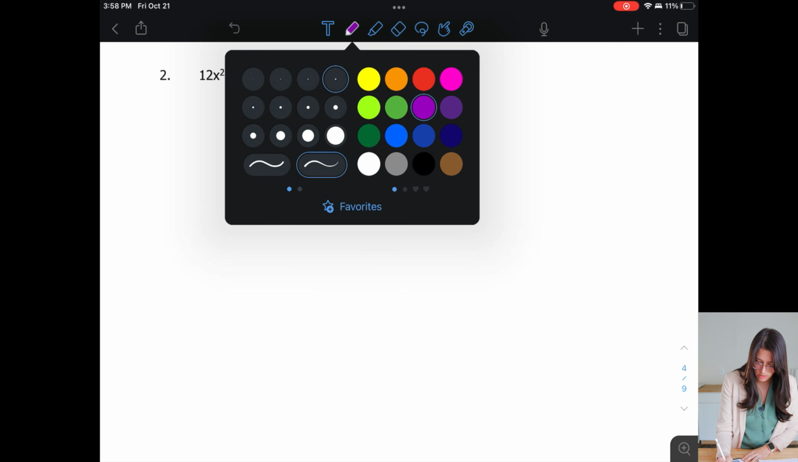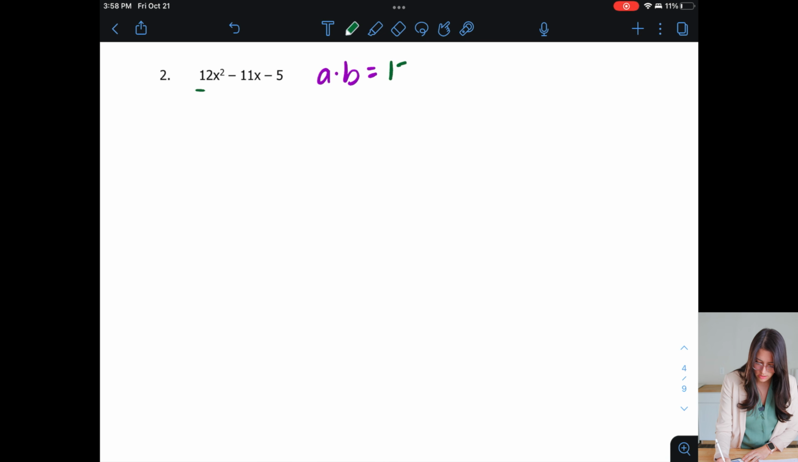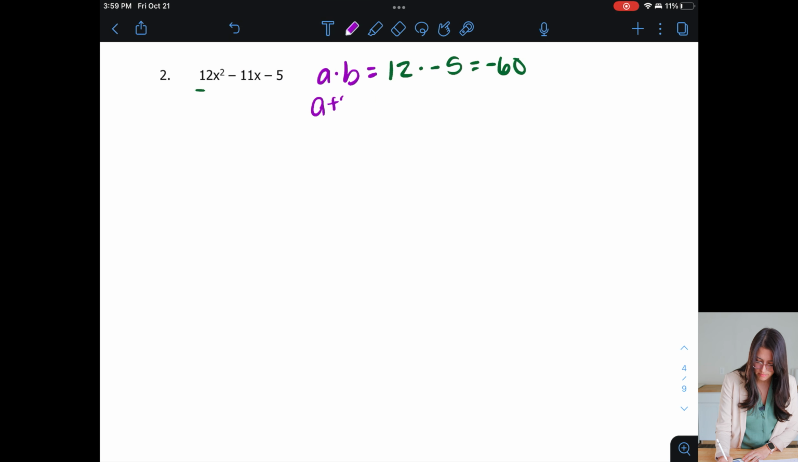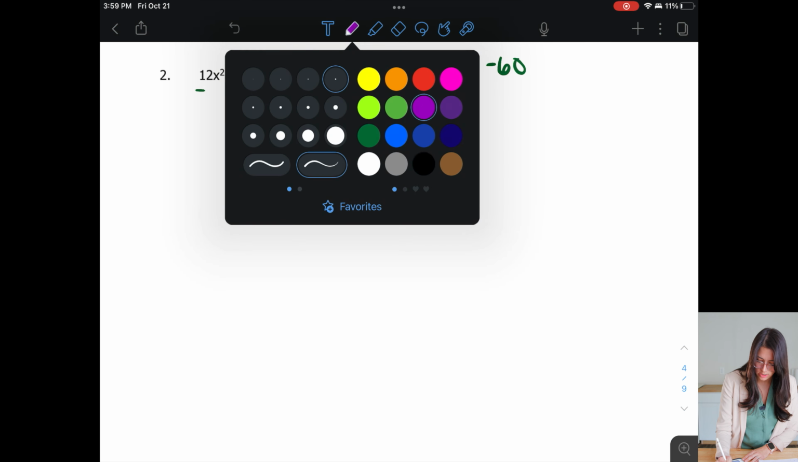Number 2, 12x squared minus 11x minus 5. Let's begin by finding our a and b terms. So a times b equals our first term, 12, times our last term, negative 5, which equals negative 60. And then a plus b needs to equal our middle term, which is negative 11.